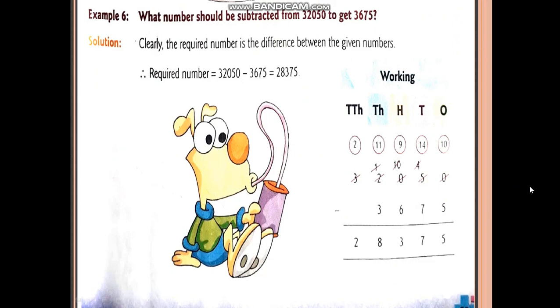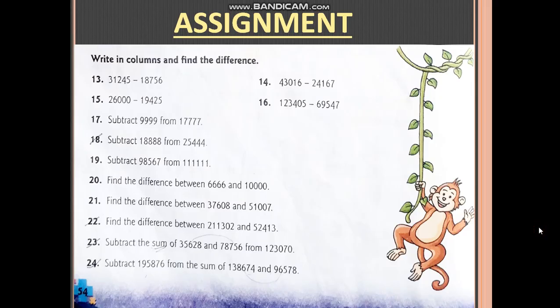What number should be subtracted from 32,050 to get 36,075? It means that you have to subtract some number from 32,050 to get the answer. Here the difference was given to you and the minuend was given to you. You have to find the subtrahend. For this one, you have to subtract the difference from the minuend, and you get the answer. Okay. These are the questions I have given you to solve.